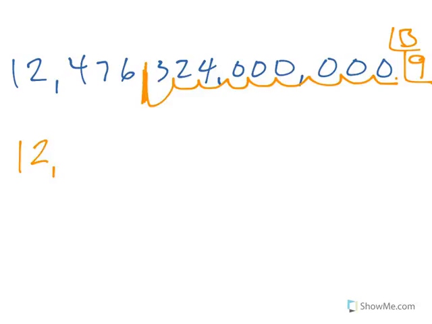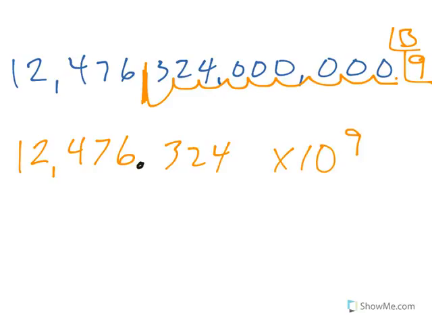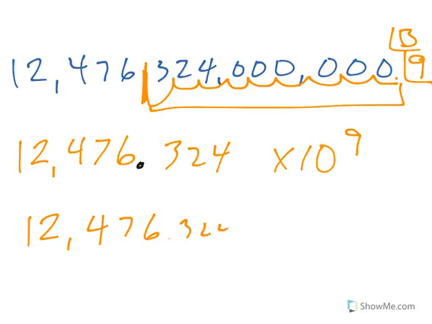So I still have 12,476 point, right? Now I have a decimal point here. 3, 2, 4 comes after that, and I will have times 10 to the 9th because I moved it 9 places. This is the concept of scientific notation. It's not scientific, right, because this number is greater than 10, but it's the concept behind it. So you could say we have 12,476.324 billion.